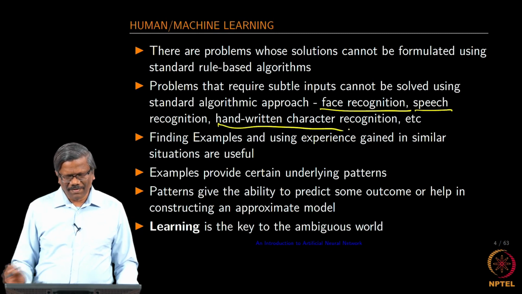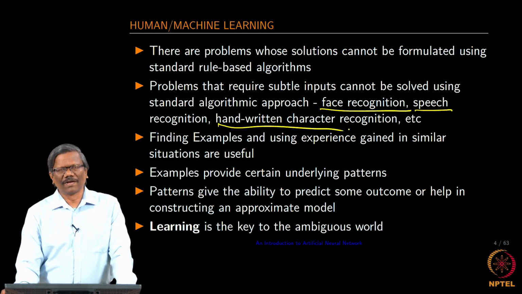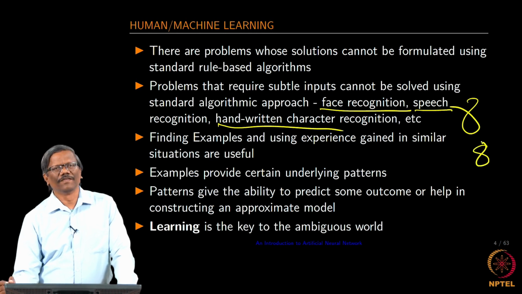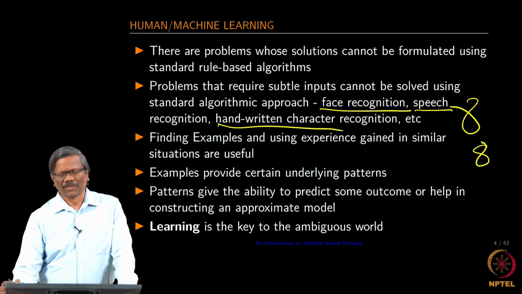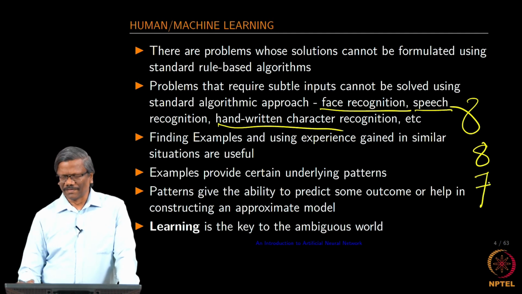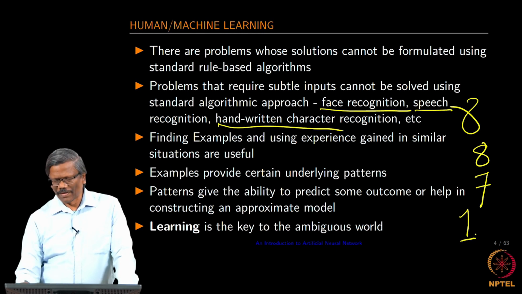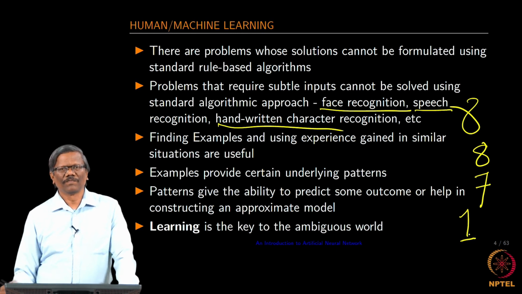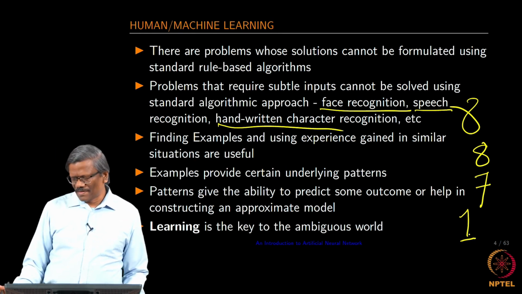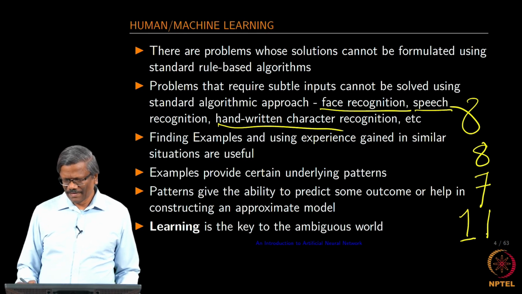Same way, handwritten character recognition. There are so many ways you can write 8, some people write 8 this way, some write this way, and so on. For example, some people write 7 like this. Is it 1, or is it 7 underlined? Okay, so there is a way in which this could also be 1.